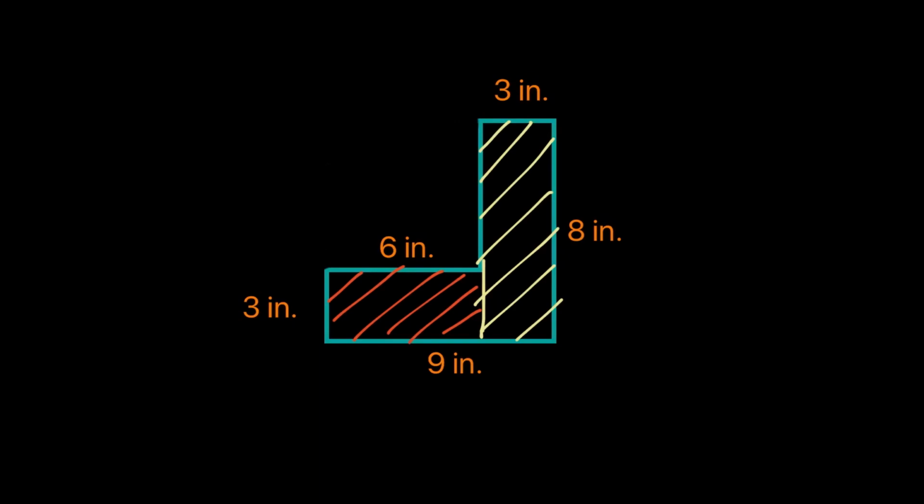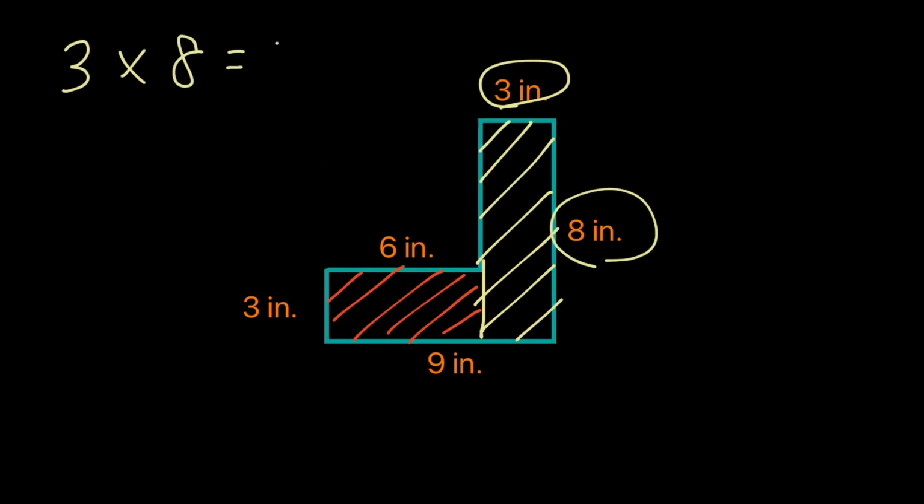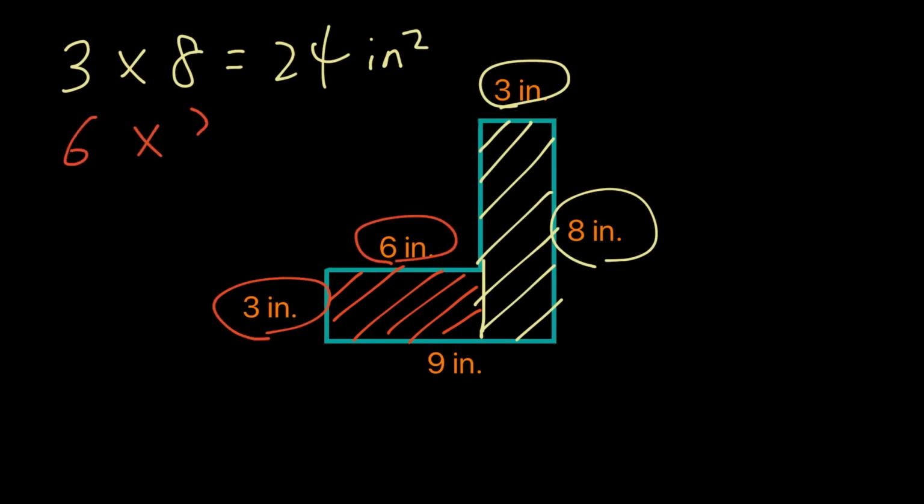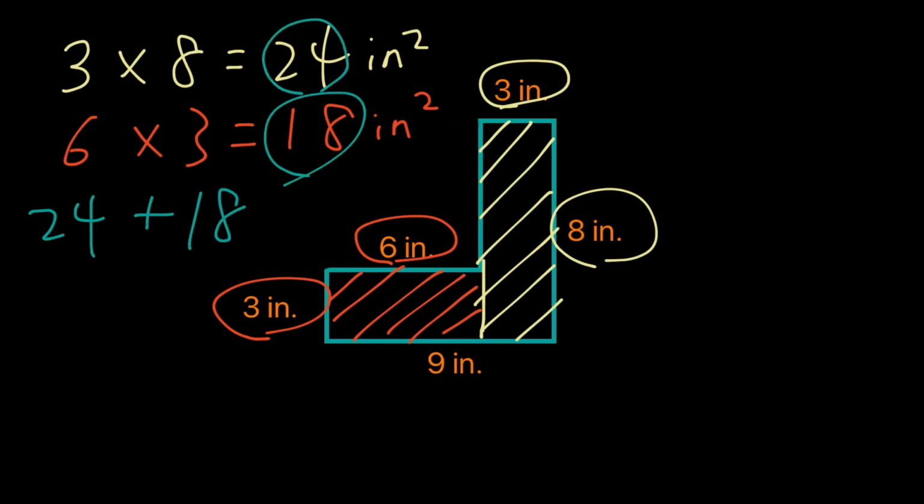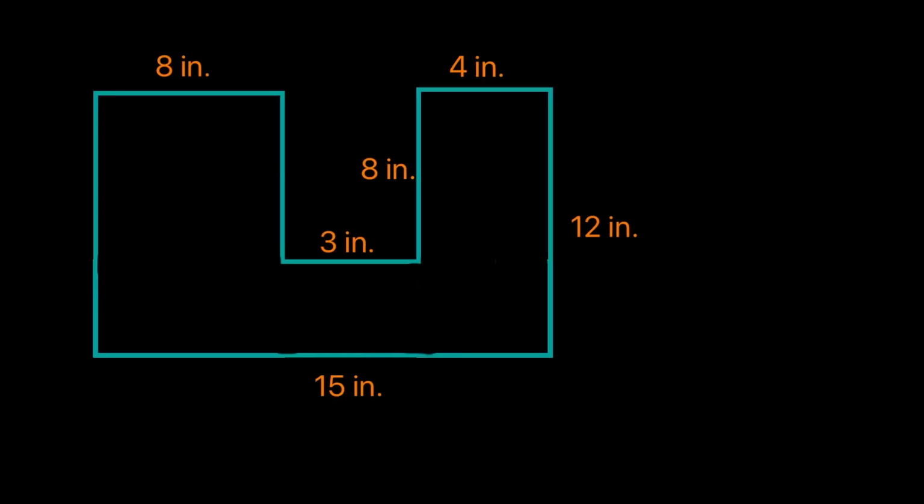Let's find out. In this case, the yellow shaded rectangle would be 3 times 8, 24 inches square. And for the orange shaded rectangle would be 6 times 3. And that equals 18 inches square. By adding 24 plus 18, we will also have 42 inches square. Here is another example.